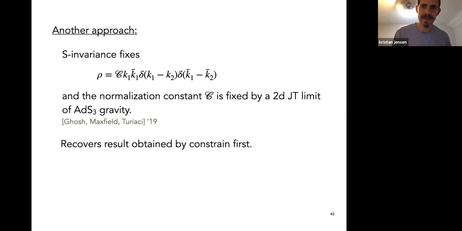And that normalization constant is fixed by a limit of 3D gravity, where you study high spin and low temperature, in which 3D gravity has a controlled approximation in terms of JT gravity, about which much is known. And that allows us to fix the normalization, and we end up recovering the same result that we found by this constrained first method. So we consider this to be strong evidence that what we did was correct, not just in a semi-classical approximation, but as an exact result.